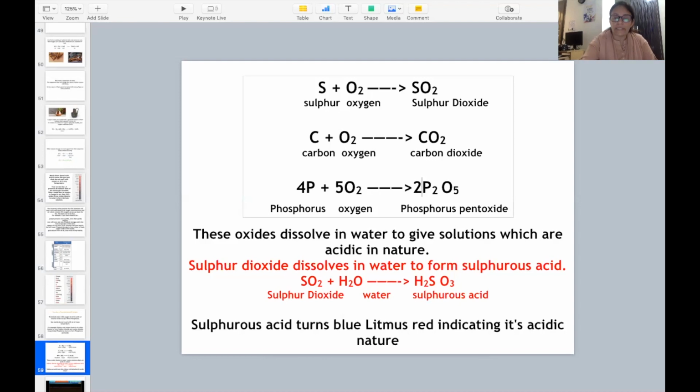These oxides dissolve in water to give solutions which are acidic in nature. Sulfur dioxide dissolves in water to form sulfurous acid. Sulfur dioxide plus water gives sulfurous acid. Sulfurous acid turns blue litmus red, indicating its acidic nature.